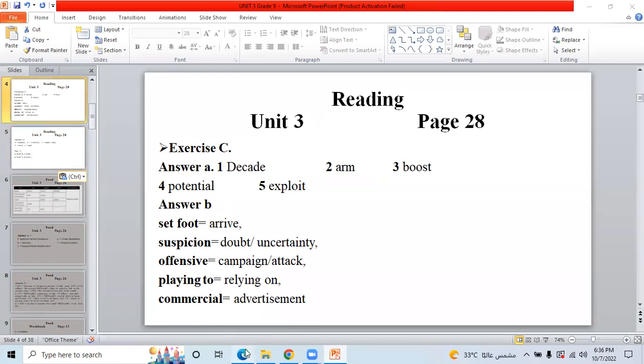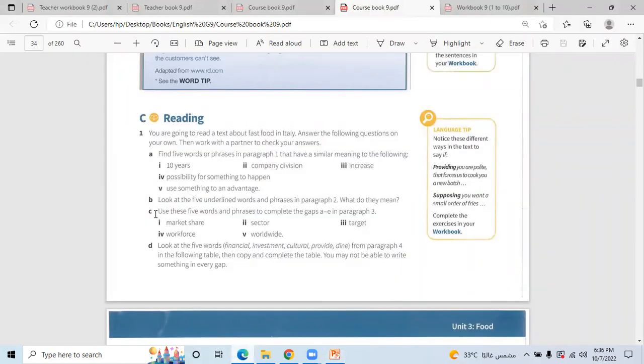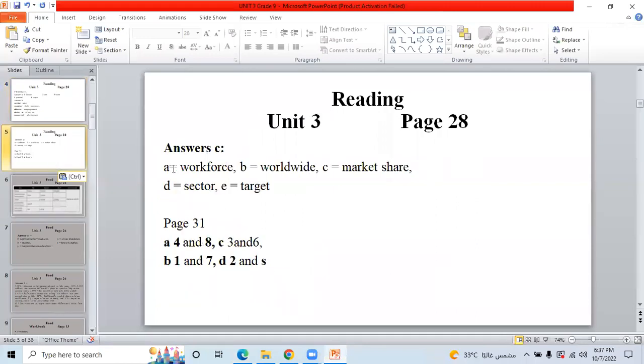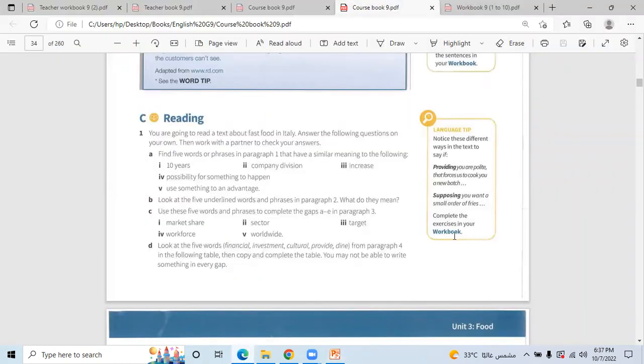Here we have seen the B part, now see the C part of this section. Use these words and phrases to complete the gaps from A to E in paragraph 3: market share, sector, target, workforce, and worldwide. You can see here, A is workforce, B is worldwide, C is market share, D is sector, and E is target.